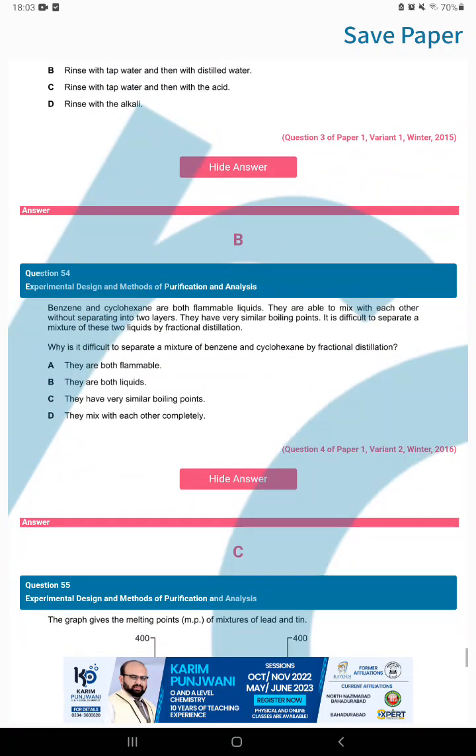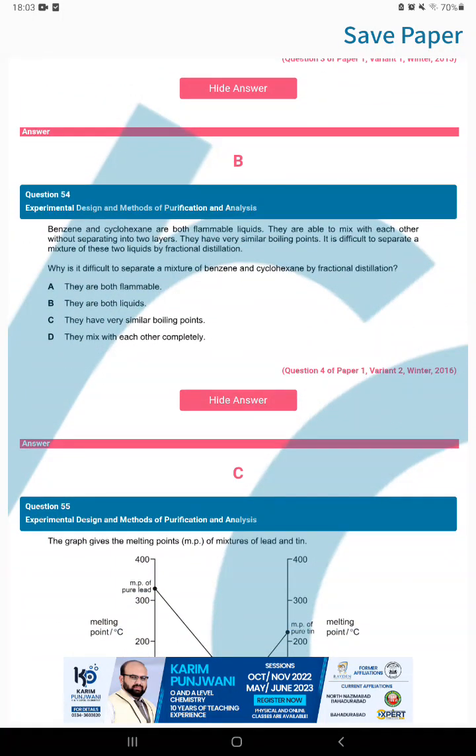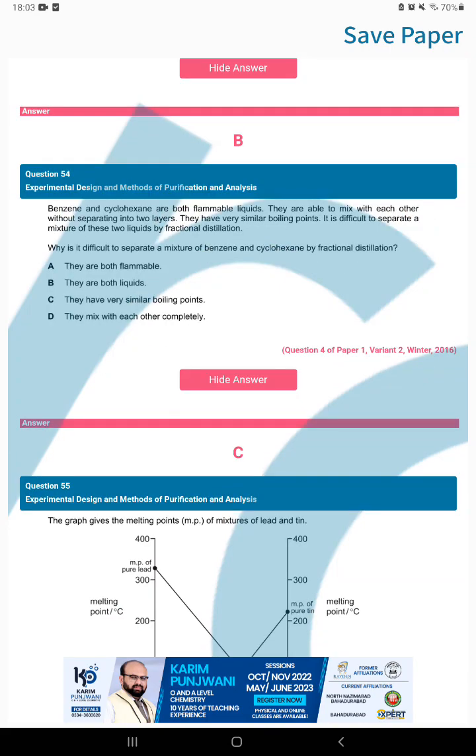Yes. Question number 54. Benzene and cyclohexane are both flammable liquids. They are able to mix with each other without separating into two layers. They have very similar boiling points. It is difficult to separate a mixture of these two liquids by fractional distillation. Why is it difficult to separate a mixture of benzene and cyclohexane by fractional distillation? They are both flammable, they are both liquids, they have very similar boiling points, they mix with each other completely.